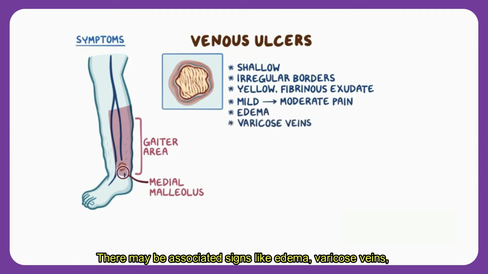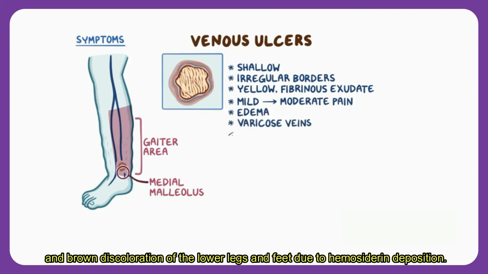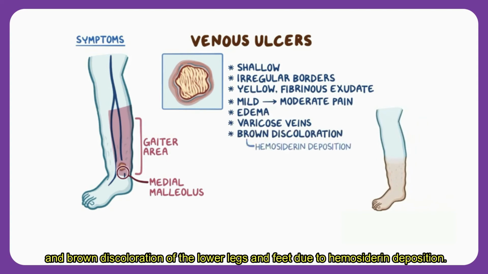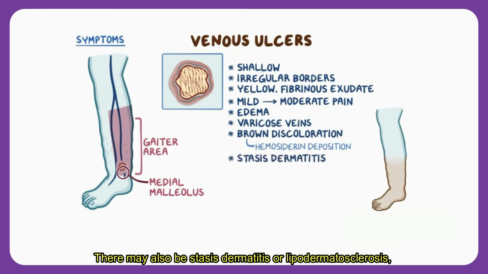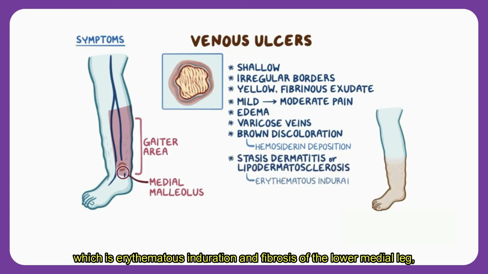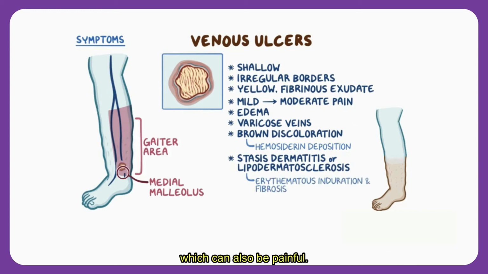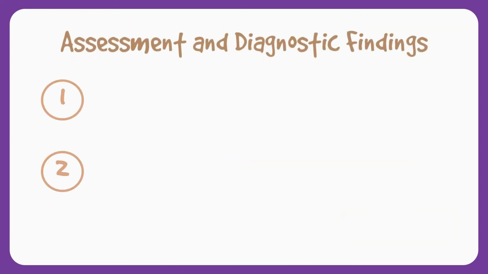There may be associated signs like edema, varicose veins, and brown discoloration of the lower legs and feet due to hemosiderin deposition. There may also be stasis dermatitis or lipodermatosclerosis, which is erythema, induration, and fibrosis of the lower medial leg, which can also be painful.